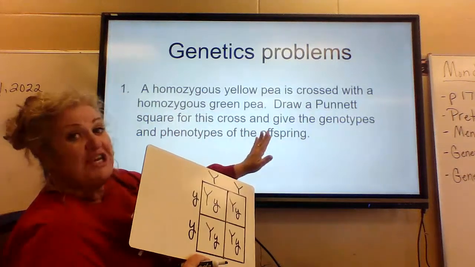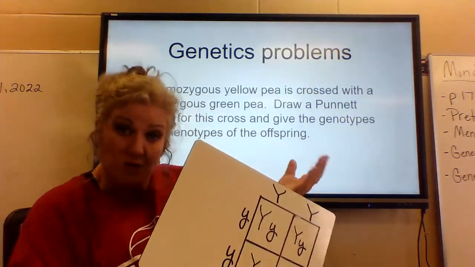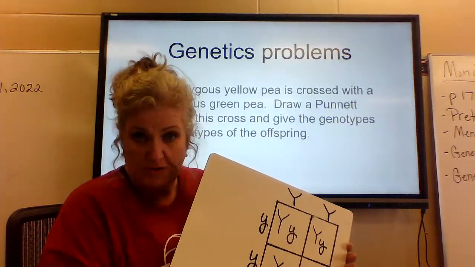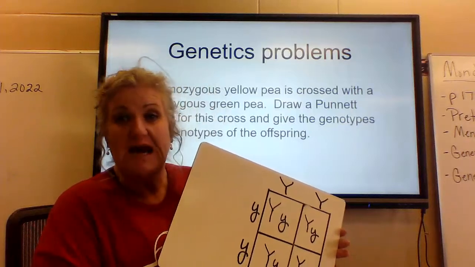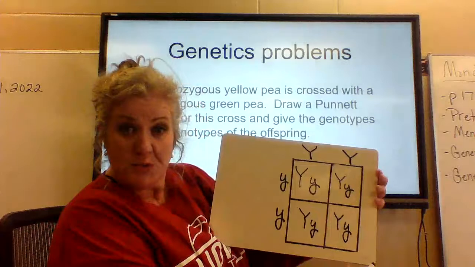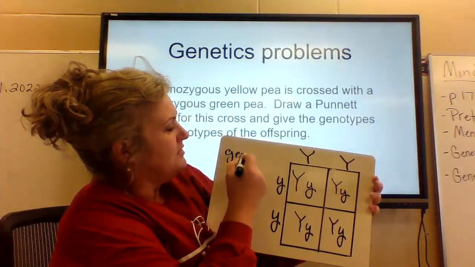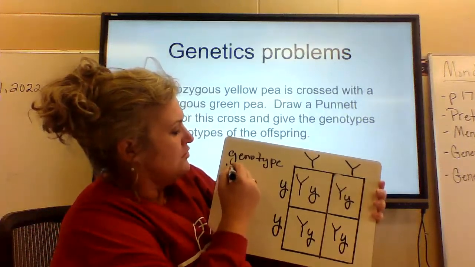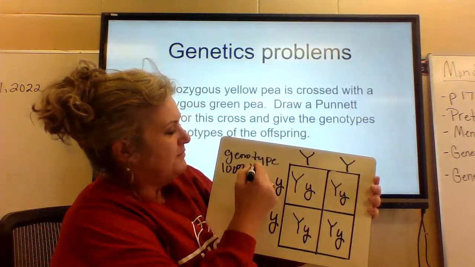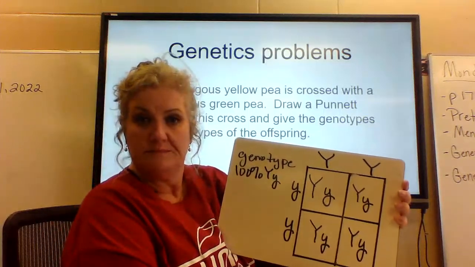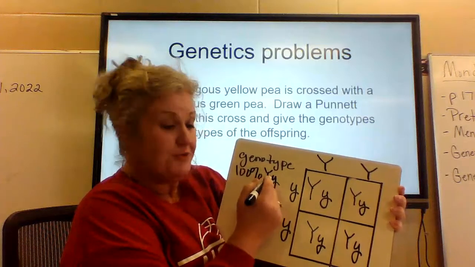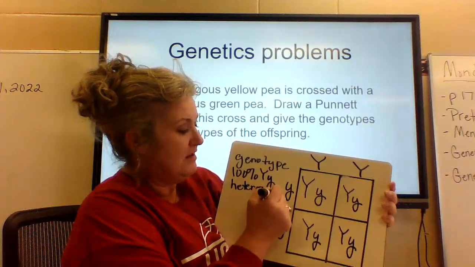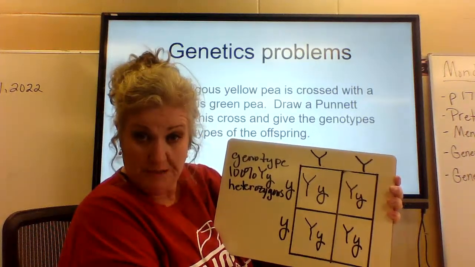Now we've got to give the genotypes, that's the actual alleles, what genes they have, and the phenotypes, the physical appearance. Okay? Genotype is the genes. Phenotype, physical appearance. Okay? So we've drawn the Punnett square. Now it wants to know the genotype. And you could do this a couple of ways. You could say 100% big Y, little y. Or you could say 100% heterozygous, right? Because hetero means different. And they're all different. Okay?